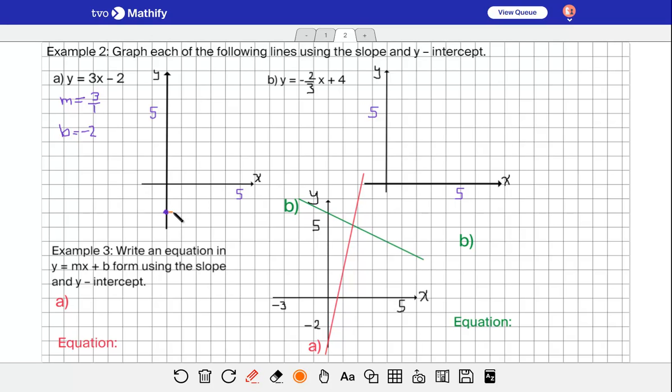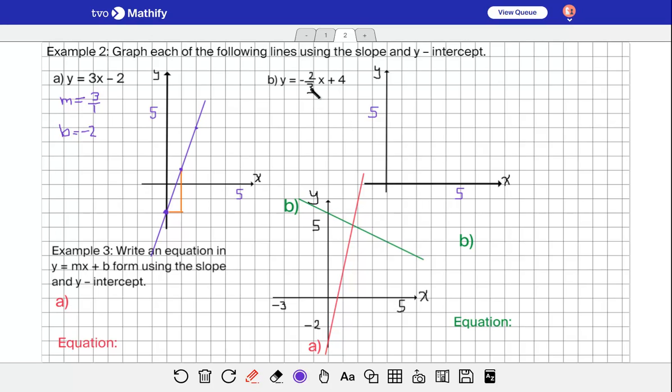So we're going to the right 1, and then we're going up 3. So that would be another point on the graph. Right 1, up 3, that would be another point on the graph. And so once we get 2 or 3 or 4 points plotted, we can draw the line. And so that's what that line looks like. That would be y equals 3x minus 2.